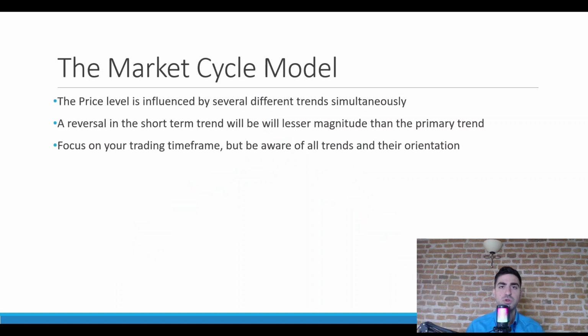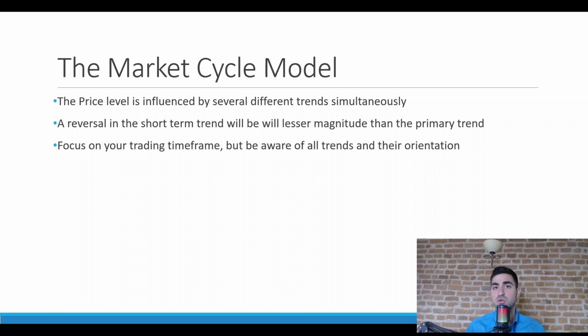Okay, so now that we know the three different trends that are happening at the same time, we can say that the price level is influenced by several different trends simultaneously. And let's say we spot a reversal in the short-term trend, we can expect a lot lesser move than if we spot a reversal in the long-term primary trend.